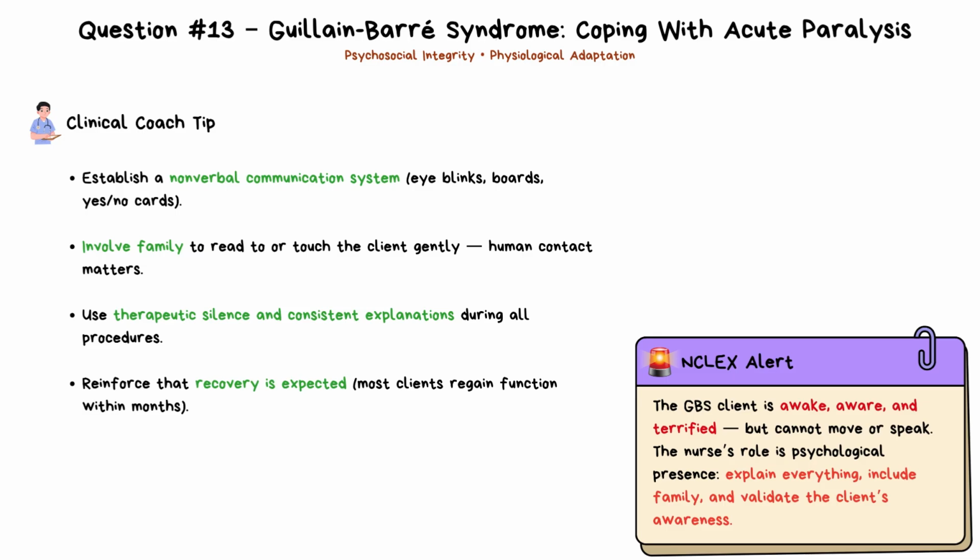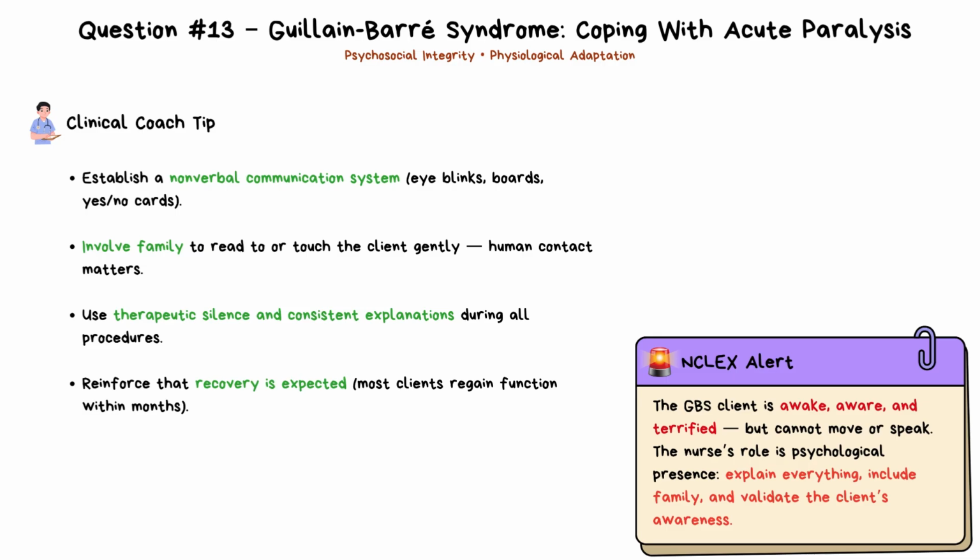Use therapeutic silence, consistent explanations, and never talk around the client as if they can't hear. And most importantly, remind both the client and family that recovery is expected. Most regain strength over months as nerves remyelinate.